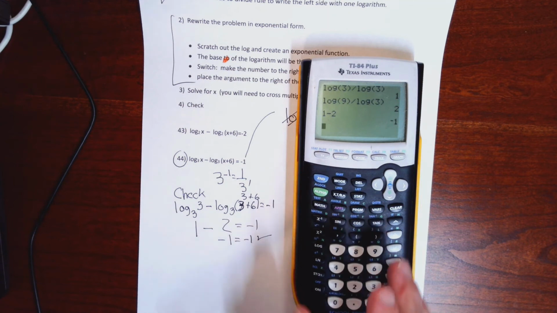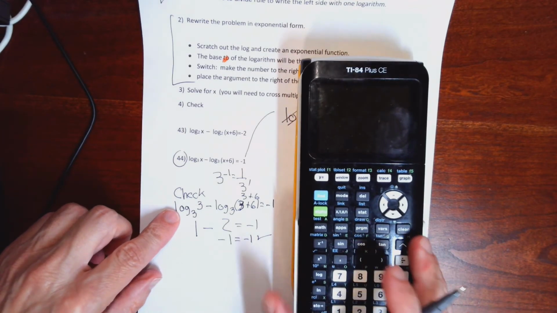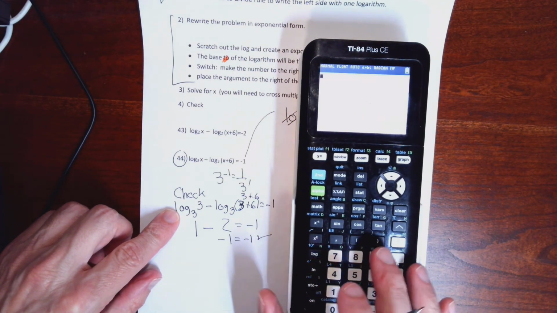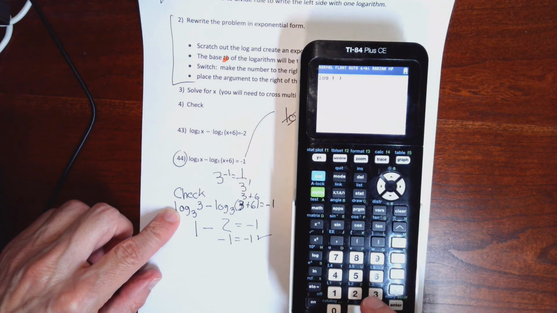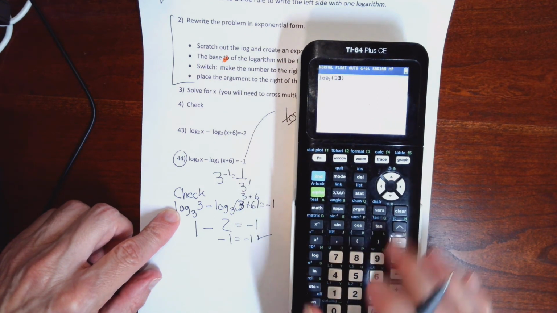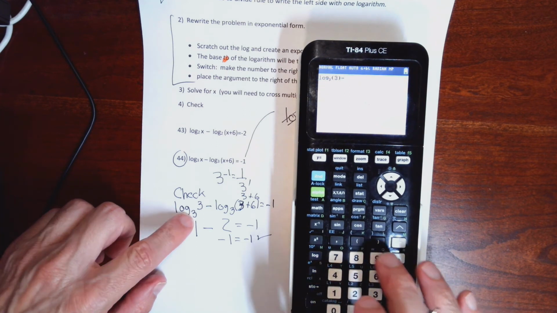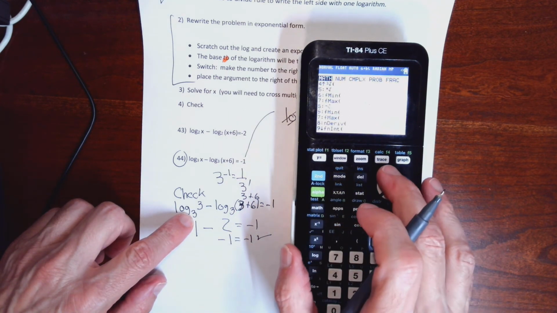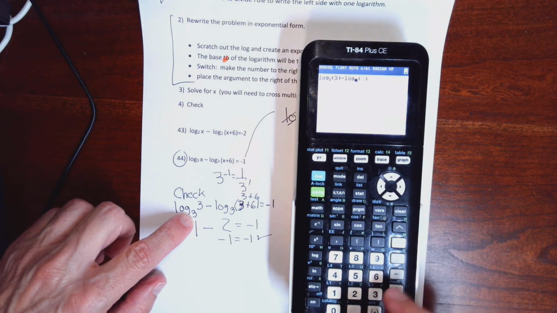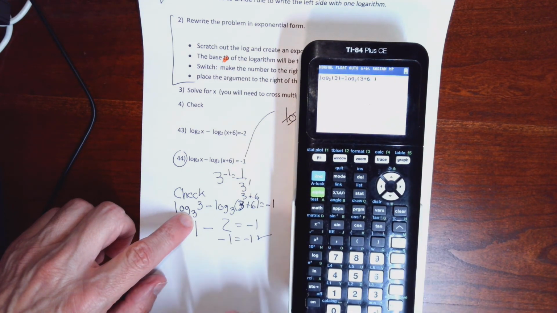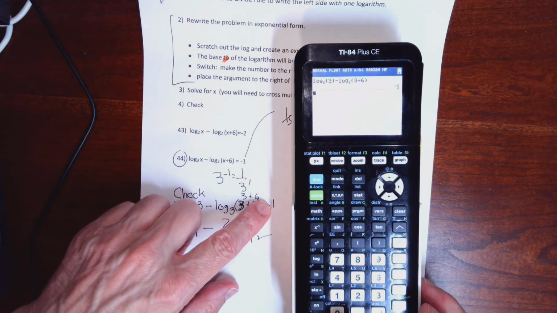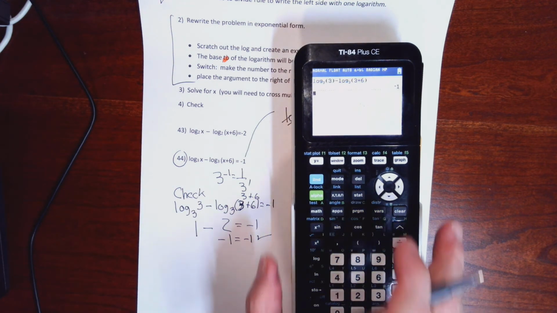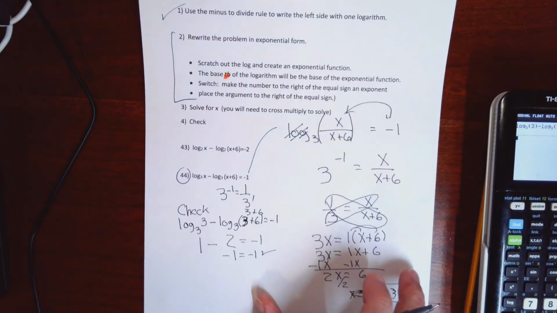Would be way easier to check on this calculator. On this calculator, I could just do it all. I could just go math, log base, the log base 3 of 3 minus math, log base, the log base 3 of, and I'm just going to enter 3 plus 6, play dumb that I couldn't even add 3 and 6, and it comes out perfectly to the negative 1. So much easier when you have log bases to check with logs.